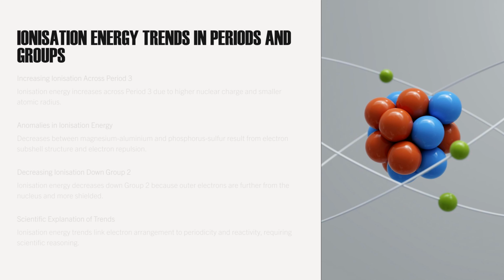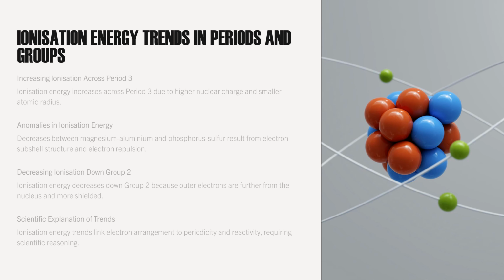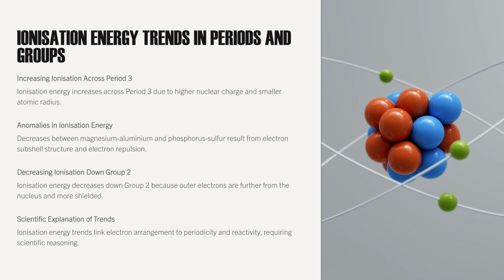Across period 3, first ionization energy generally increases from sodium to argon due to increasing nuclear charge and decreasing atomic radius. However, there are small decreases between magnesium and aluminium, and between phosphorus and sulfur. These anomalies are explained by electron subshell structure and electron-electron repulsion in paired p orbitals. Down group 2, first ionization energy decreases because the outer electron is further from the nucleus and more shielded by inner shells.